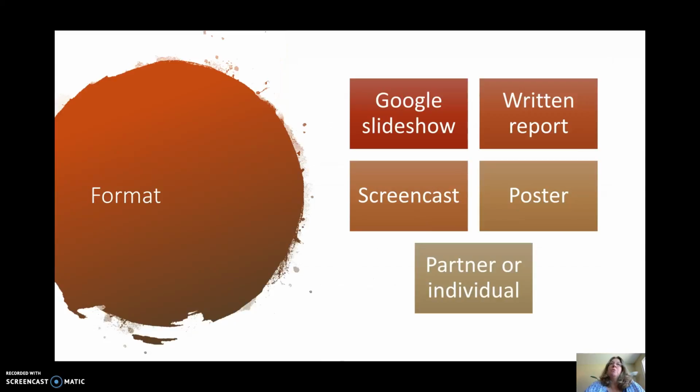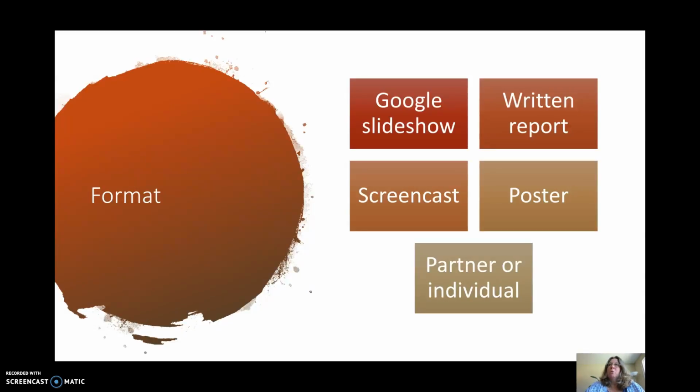So there's a few different ways that you can present this. You can do a Google slideshow, or you could use PowerPoint if you want, but Google is what we normally do on our Chromebooks. You could do a written report. You could do a screencast, which is what I'm doing right now. The difference between the slideshow and the screencast is that with the screencast, you see how there's a little picture of me talking to you, and there could be a little picture of you talking. So that would be a screencast.